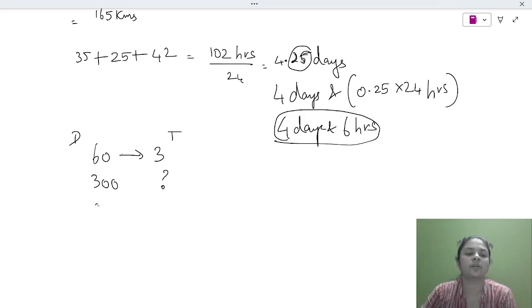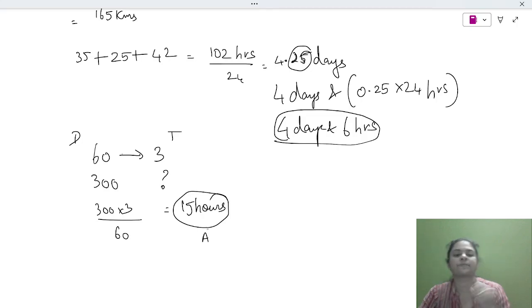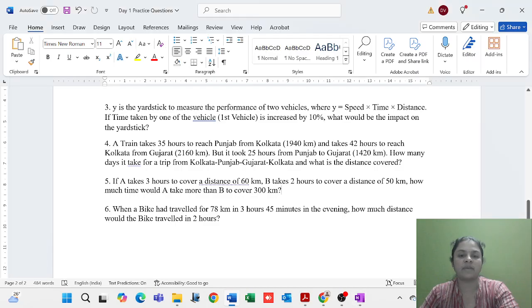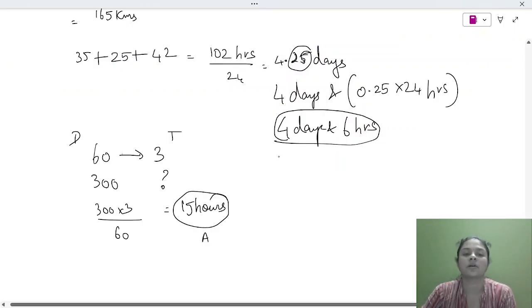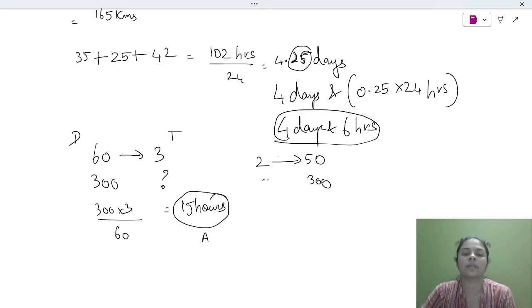So 300 into 3 divided by 60. 15 hours for A. Now same way for B, it takes 2 hours to cover 50 kilometers. So 2 hours to cover 50 kilometers, then 300 kilometers takes how much? So 2 into 300 by 50.